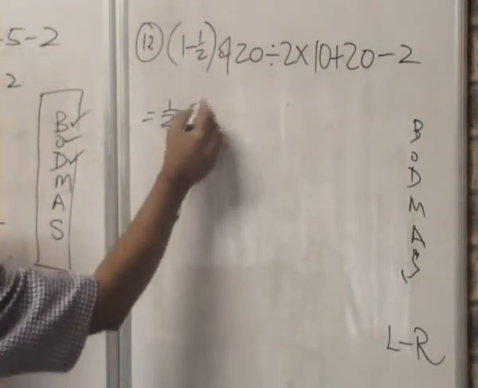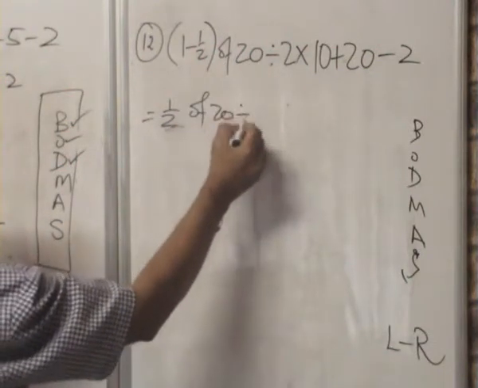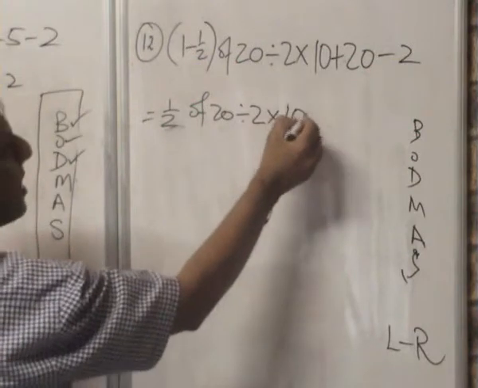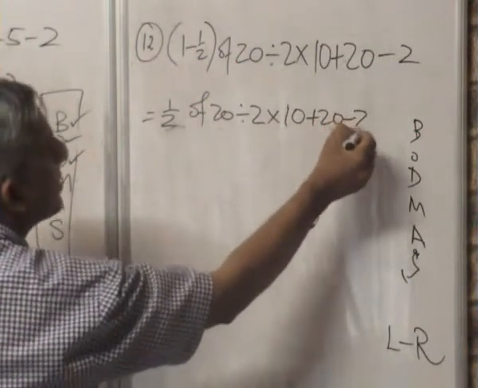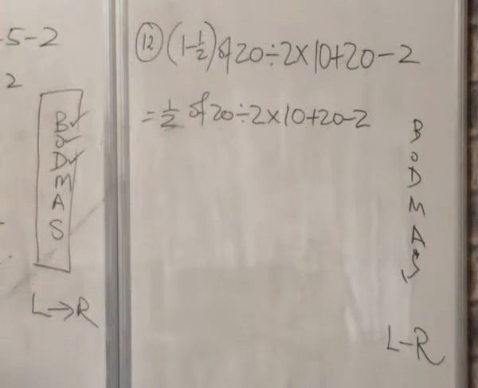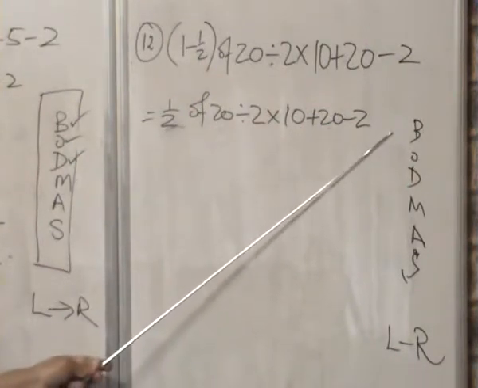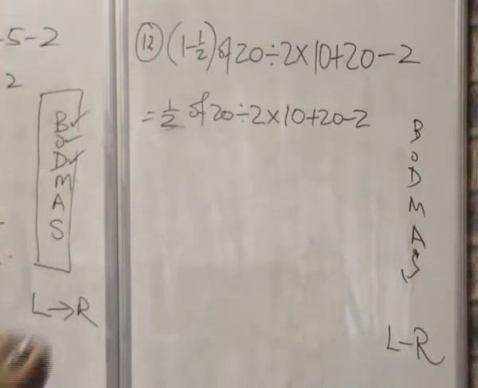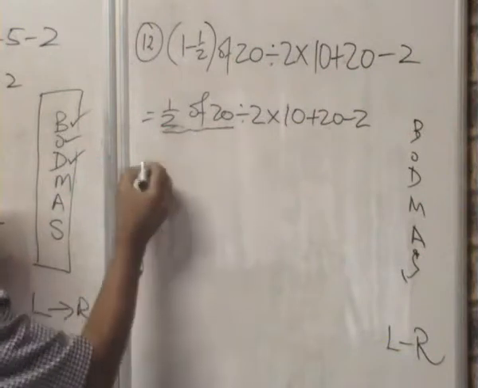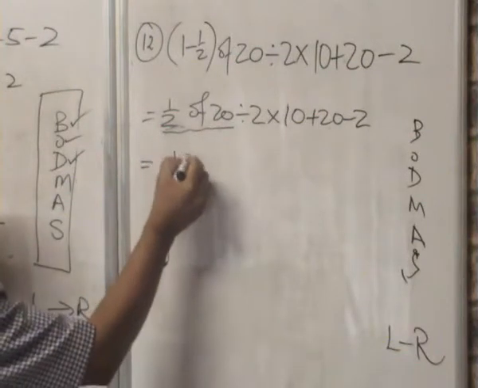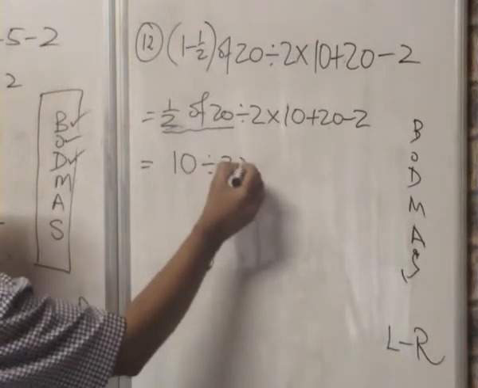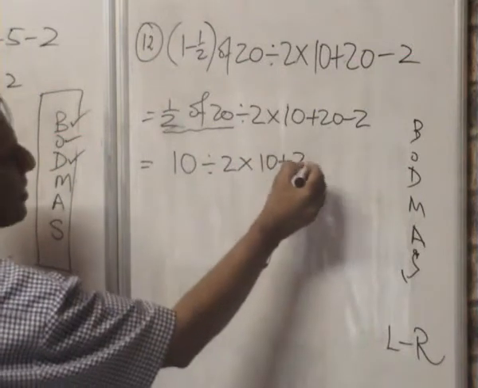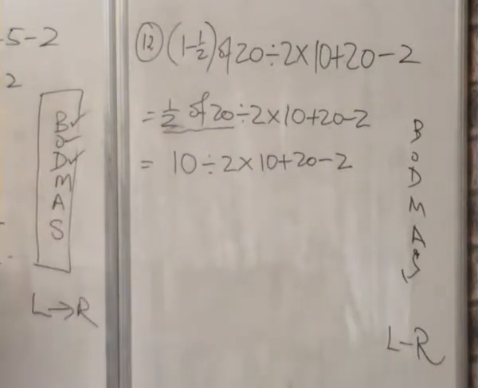Now you've got half of 20 divided by 2 times 10 plus 20 minus 2. Now you look at the example here and you go back to BODMAS. We finished with the bracket, we're looking for "of". Is there an "of"? Yes. Half of 20. So half of 20 is 10. 10 divided by 2 times 10 plus 20 minus 2.